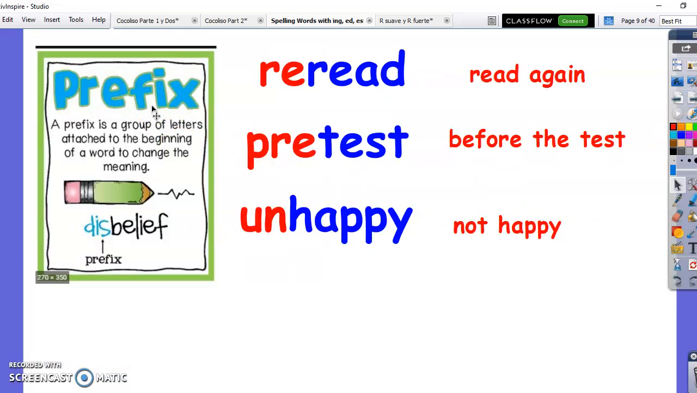Prefixes are letters that go at the beginning of a base word and also change its meaning. So read is the base word. If I put re in the beginning of it, I have reread, which means read again. Test is the base word here, but if I put pre before it, it becomes pretest, which means before the test. And then happy is the base word here. When I put the prefix un on there, it changes the meaning of the word, unhappy. Now it means not happy.